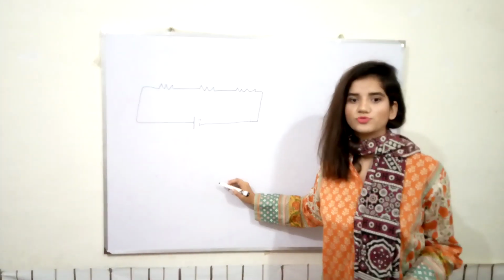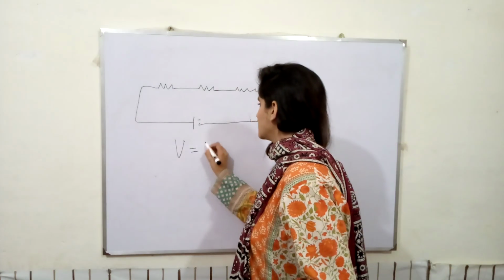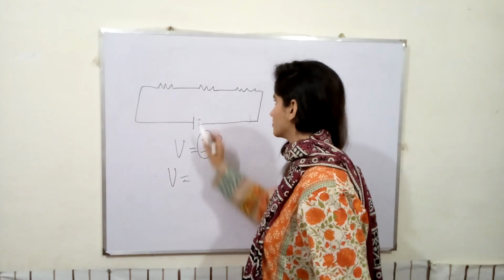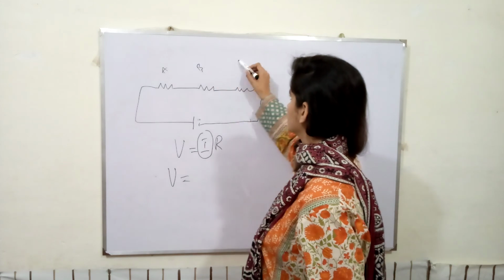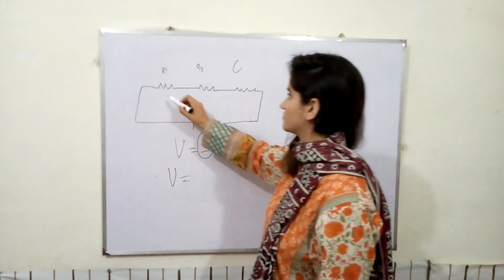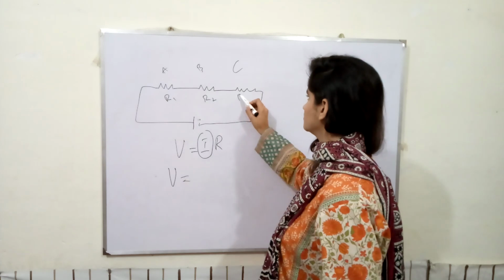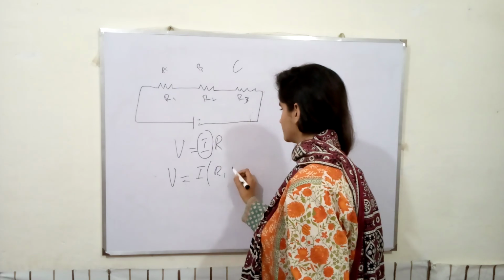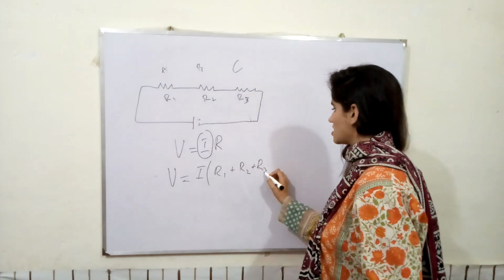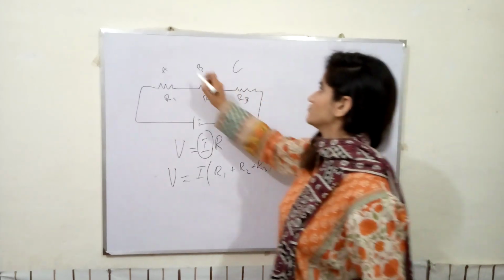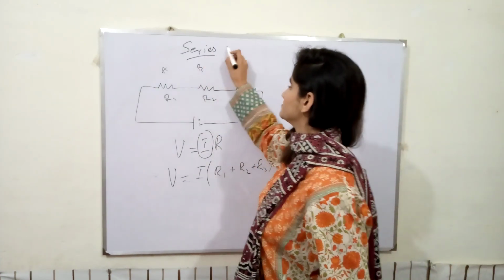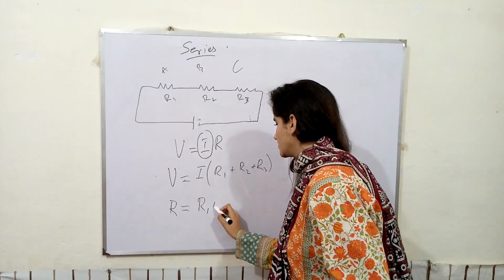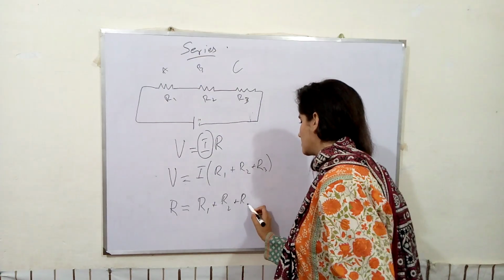So what can be the formula for this? V is equal to IR, where I is constant but resistance is changing. For A, B and C, there are multiple resistances. Resistance can be R1, R2 and R3. So V is equal to I times R1 plus R2 plus R3. This is the formula for series resistance, and its equivalent resistance would be R is equal to R1 plus R2 plus R3.